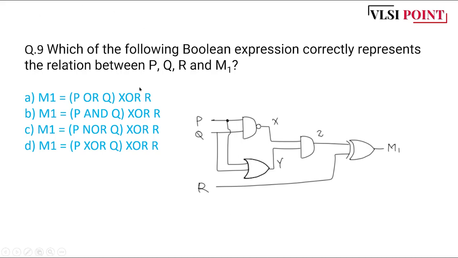So before solving, if you closely see the options, XOR R is the common term. So this is R, this is an XOR gate. So whatever we have to solve is Z. Okay, so we have to just see what Z is in terms of P and Q. What is Z in terms of P and Q? And that will be our answer.